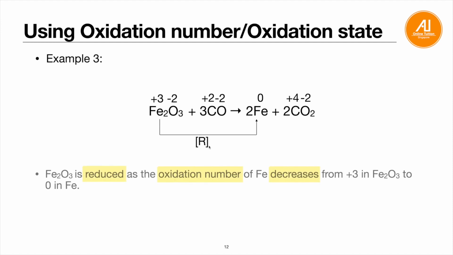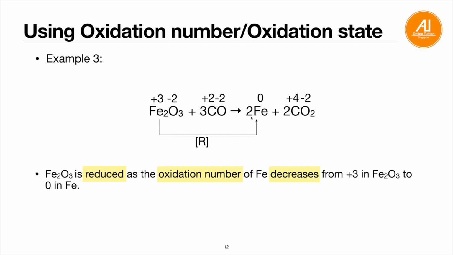So the statement: Fe2O3 is reduced as the oxidation number of iron decreases from plus 3 in Fe2O3 to 0 in Fe. You realize that I didn't write the 2 in front here, because it's not important, as I said just now. It's only important for balancing the equation. For redox, you can ignore the 2 in front.